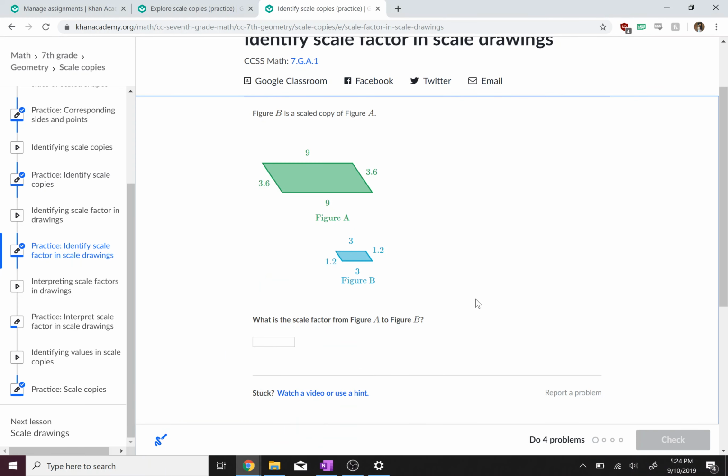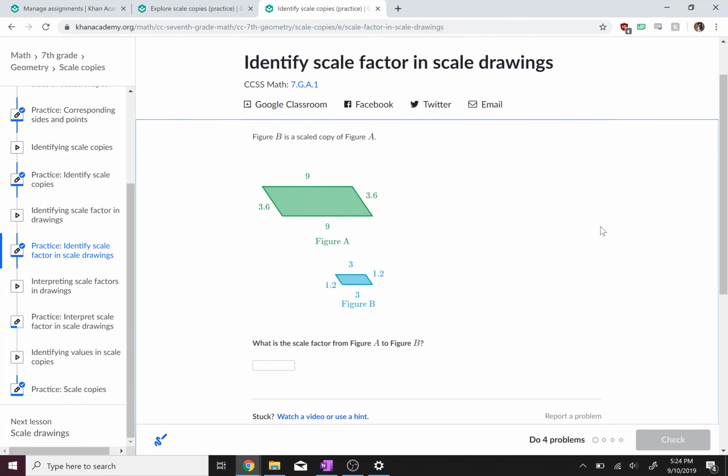When we are looking at scale copies, one of the things that we do is we try to figure out what is the scale factor. That is, what number can we multiply by all of the measurements of the original shape to get us to the measurements of the new shape.